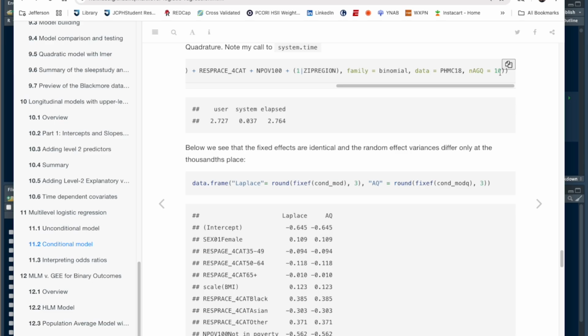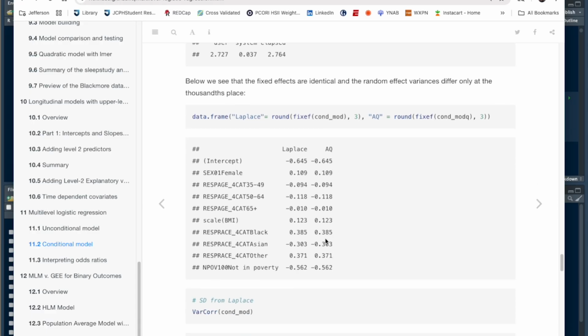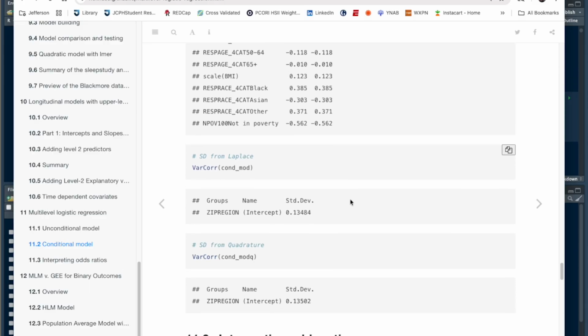If you increase the number of nodes greater than 10, it's going to take a really, really long time to run, and this is kind of telling us that we may not really get any better estimates. So there it is. Similarly, the random effect estimate from the two different estimation procedures is almost identical as well. It only starts to be off in the thousandth place.